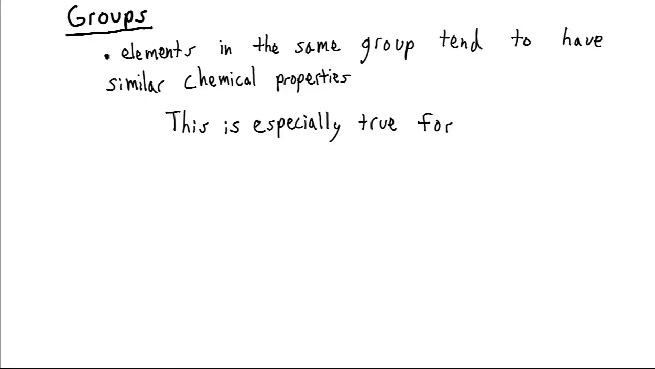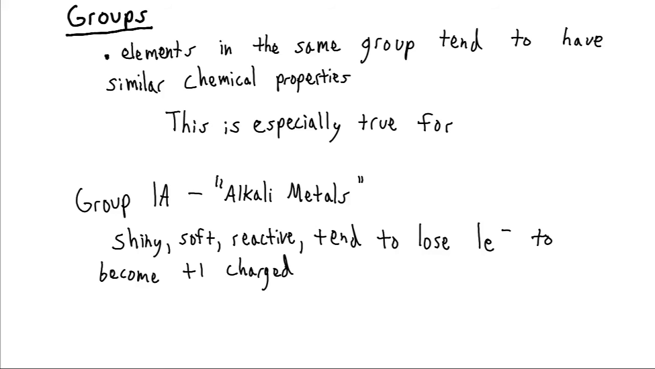We've seen how the elements in the periodic table which are above and below each other in those groups, those columns, tend to have similar chemical properties. Now that's especially true for the main group elements. And in particular, we might single out in the very first column on the left side of the periodic table, group 1A, the alkali metals.